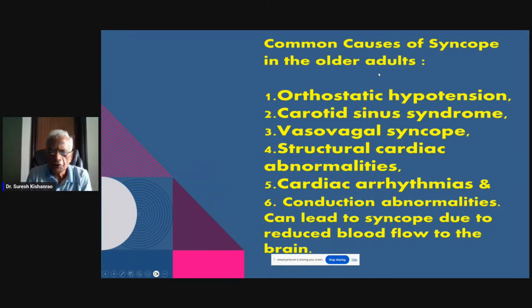Now, in terms of clinical conditions, what you can see in your outpatient, most common is orthostatic hypotension, followed by carotid sinus syndrome, vasovagal syncope, structural cardiac abnormalities, cardiac arrhythmias, and conduction abnormalities.